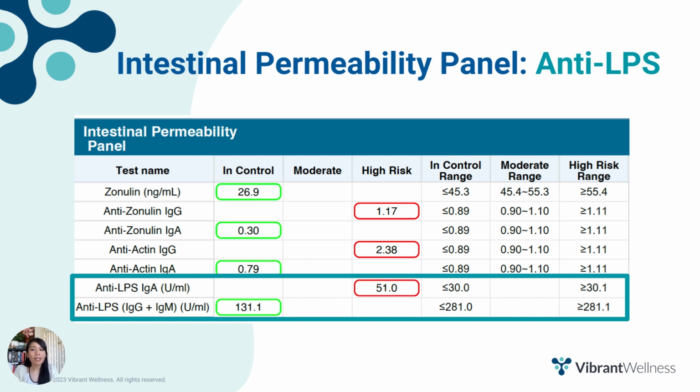When it comes to LPS, IgA is a more exact and acute measure of LPS that's coming from the intestinal tract because if you recall, IgA is found in the mucosal lining. Anti-LPS IgG plus IgM indicates that LPS is recognized by the immune system as a sign of a bacterial pathogen invasion because IgM indicates that you're fighting an infection.